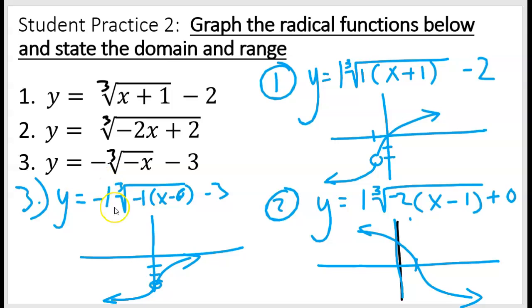Last problem, we're missing the a again, that's a 1. The b is a negative 1. The h would be 0. The k would be 3. So for this problem, we're going to start at 0, negative 3. We're going to go down and left, and then we add an arrow going in the opposite direction. So there is how you graph cube root functions.